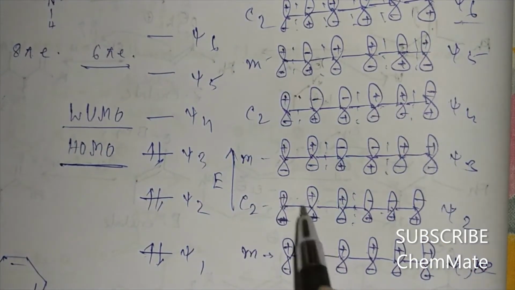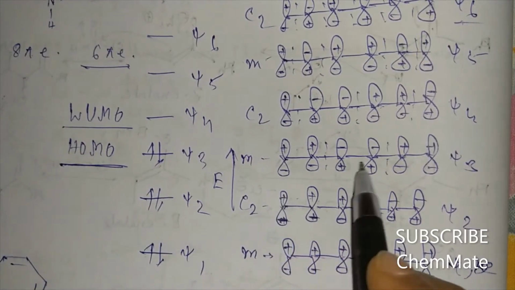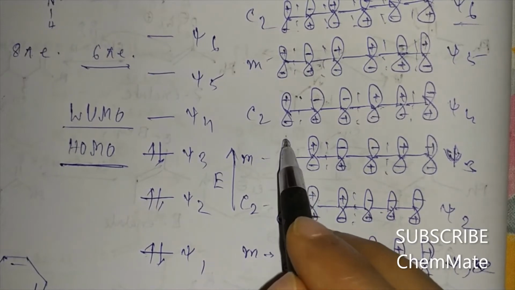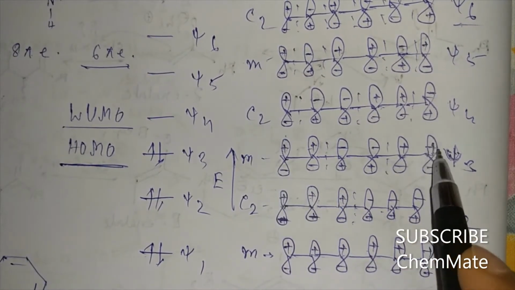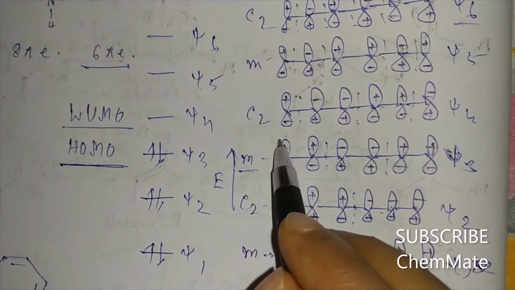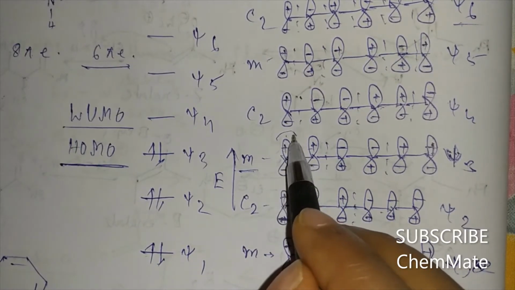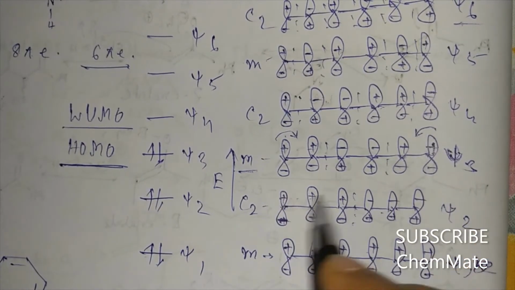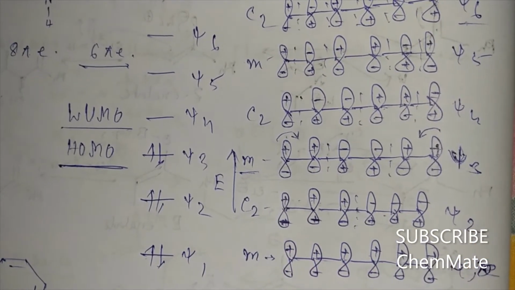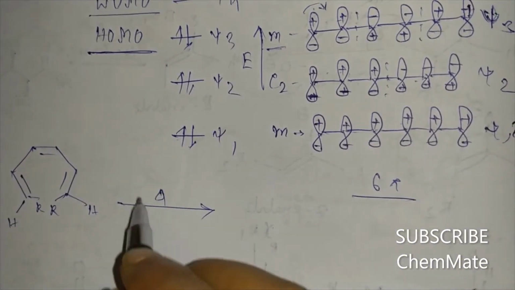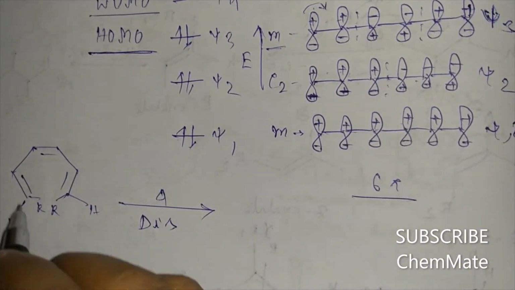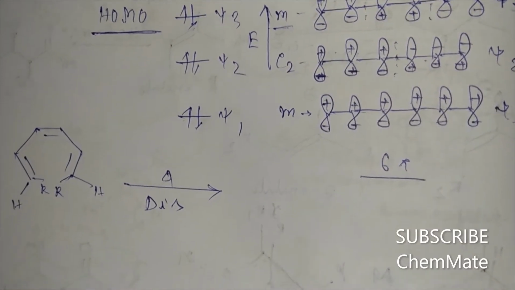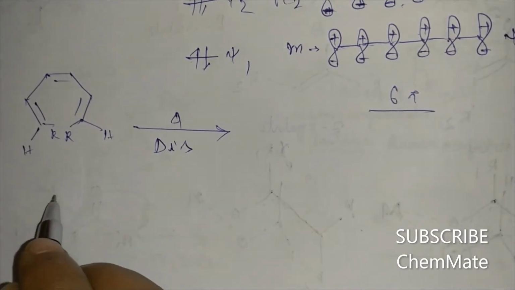Now to construct a bond from this psi 3 orbital, here it is a plus, it is a plus, mirror symmetry. So to construct a bond, we have to rotate this one clockwise and this one anti-clockwise. So disrotation will happen. This is called disrotation. I will draw this in another form.